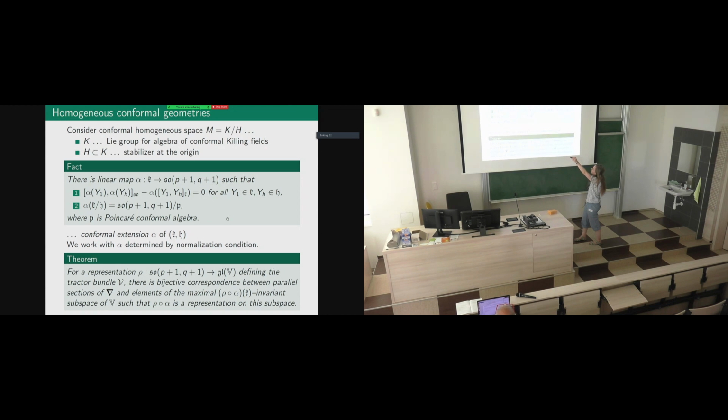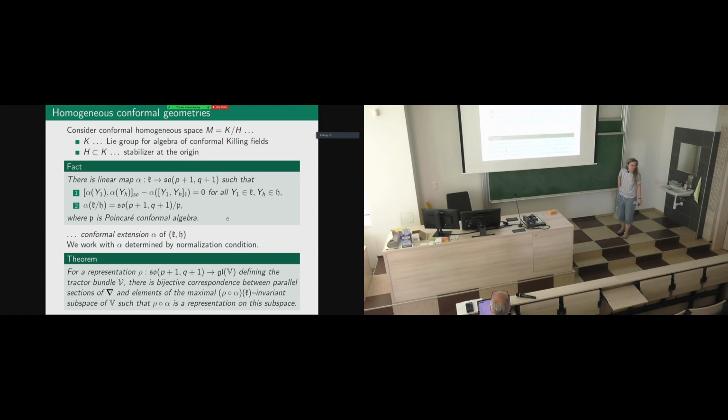Firstly, we map the two vectors and make a bracket in SO, where here we compute the bracket in K and then map. And this difference vanishes. And the second very natural condition is that this K mod H is the same as SO mod P via alpha, where P here is the algebra of the Poincare conformal group.